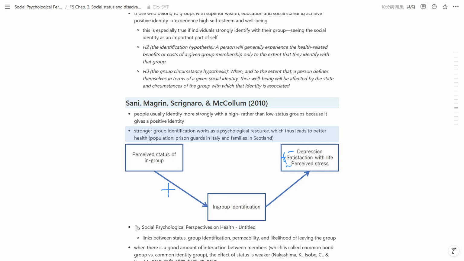Okay. So basically, stronger group identification works as a psychological resource, which leads to better well-being, better health. Okay, and then you might remember there was a similar study.